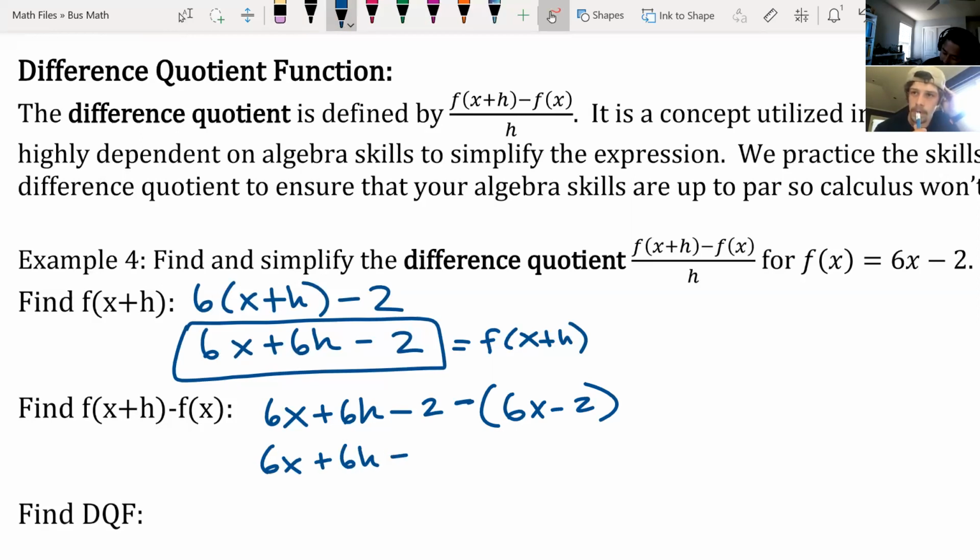Now, go ahead and distribute this negative. And you'll have negative 6x plus 2. After we distribute that negative, you should have terms canceling. So look at this line and tell me what terms are going to cancel.